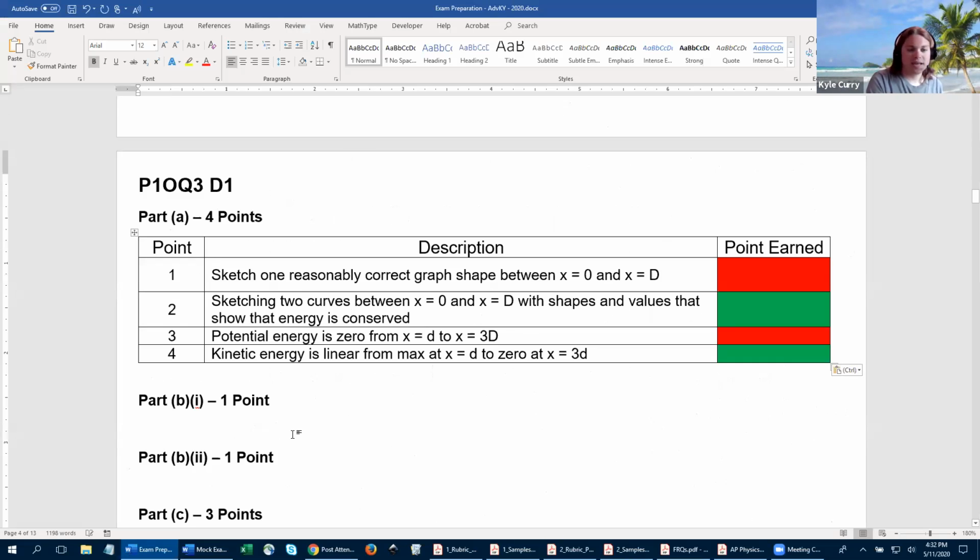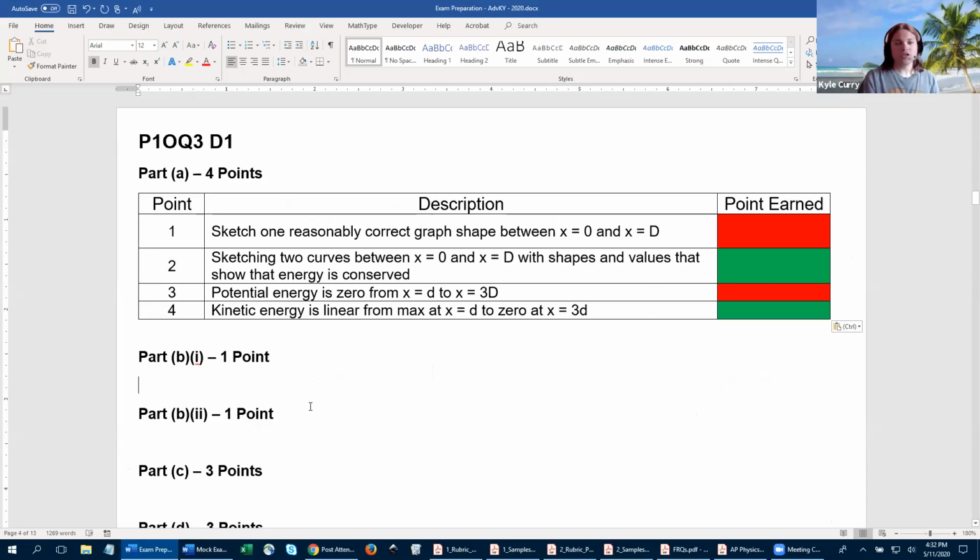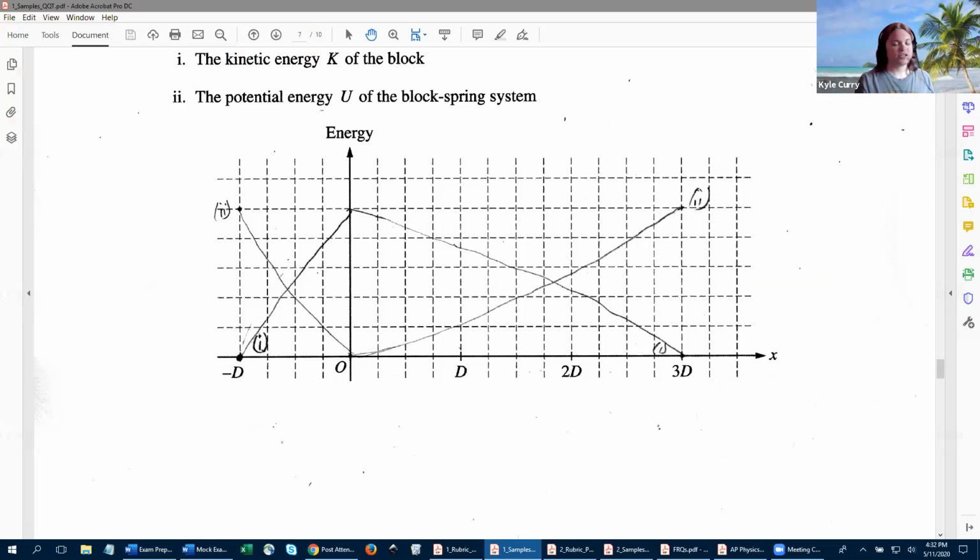Here's how this was actually scored. It turns out the first point was not awarded. That is the sketch one reasonably correct graph shape from x equals 0 to x equals d. So you're saying to yourself, well, it looks reasonable. Well, it turns out that the person who graded this exam thought that it looked reasonably linear, and neither curve is supposed to be linear, so that point was not awarded.